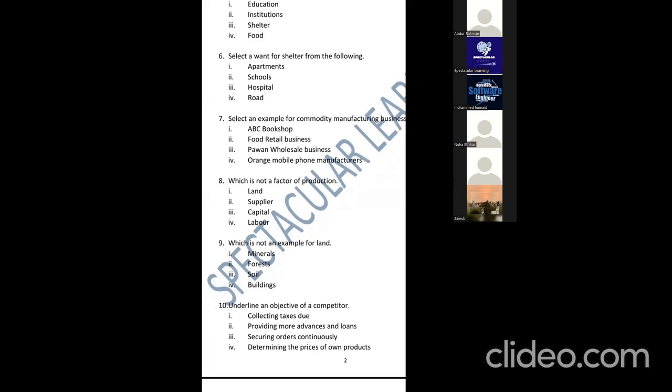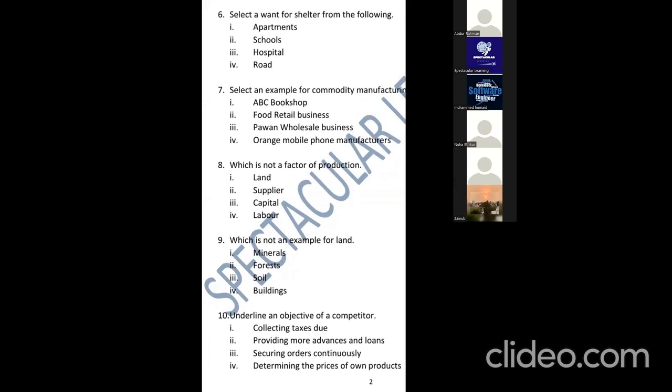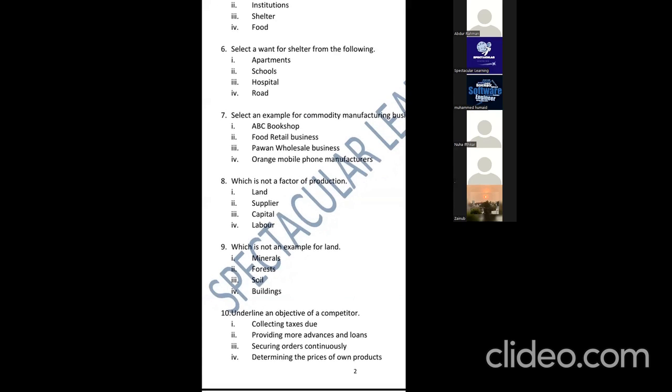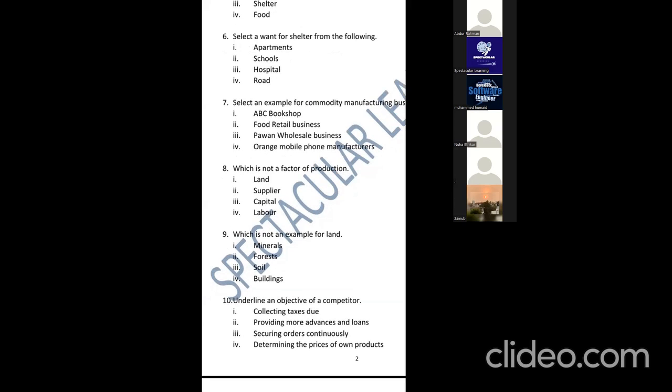Yeah, suppliers come under stakeholders, the people who are involved in a business. So the factors of production are land, capital, labor. Then the ninth question, which is not an example for land.